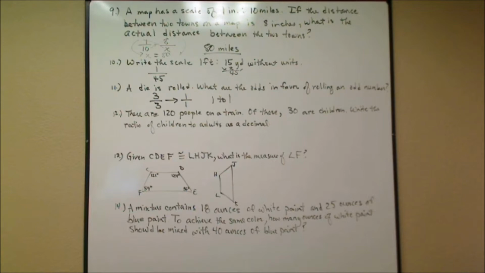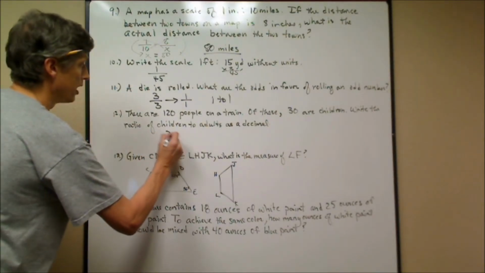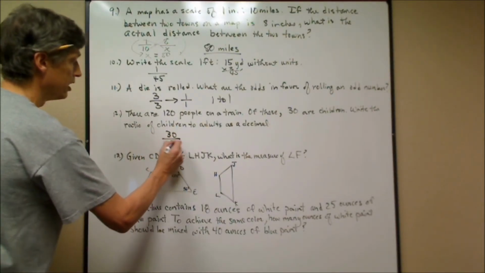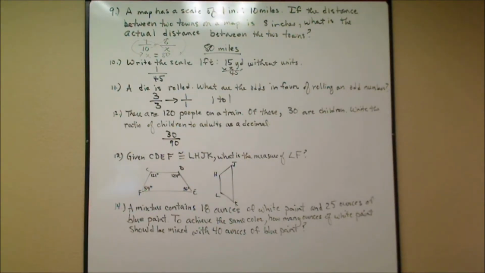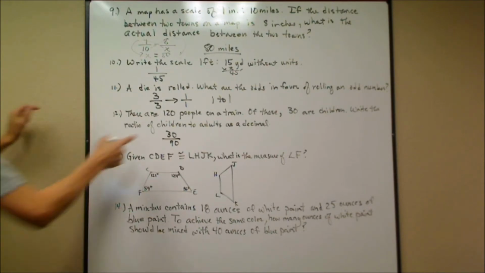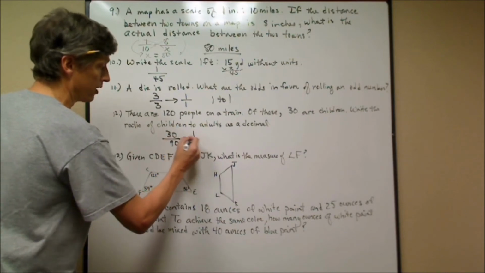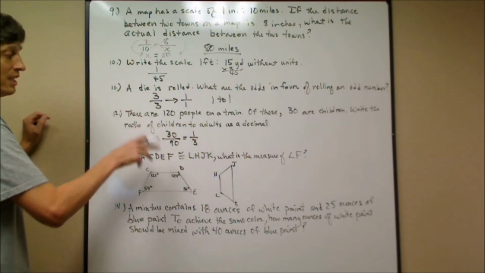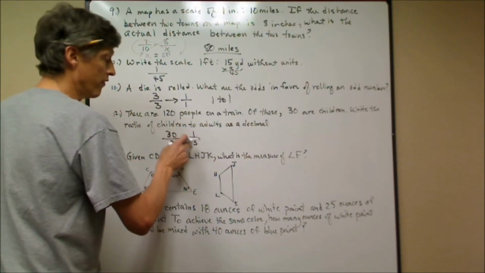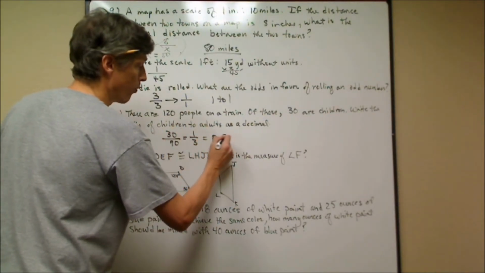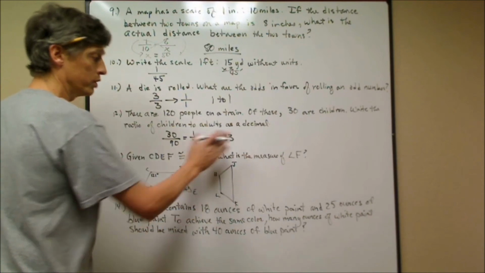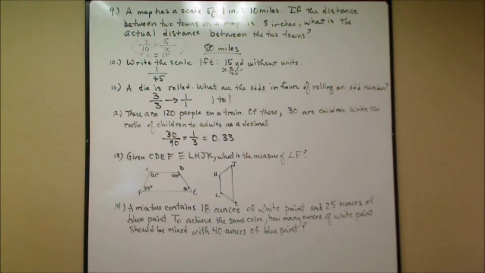There are 120 people on a train. Of those, 30 are children. Write the ratio of children to adults as a decimal. Children, 30. Adults, 90. So 90 adults and 30 children make 120. I'm going to rewrite this as a decimal. That means I'm going to have to divide. But first I'm going to divide top and bottom by 30. This is the same as 1 to 3. This is a repeating decimal. If you divide 3 into 1, you'll get 0.33, and the 3's go on. So I'm just going to round to the 100th and leave it like that.